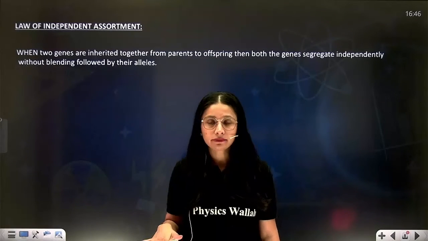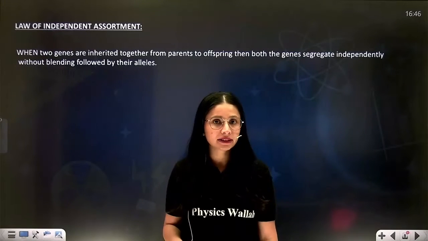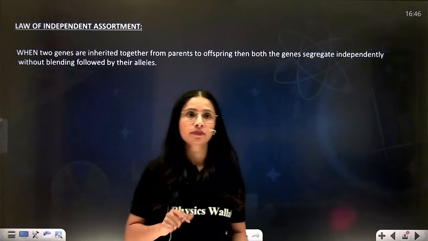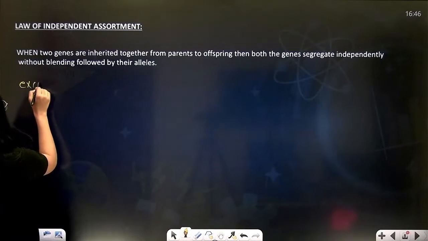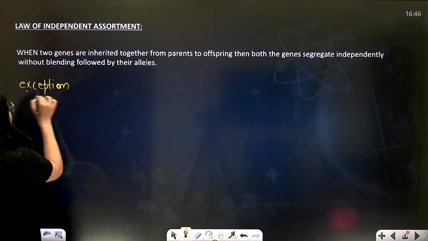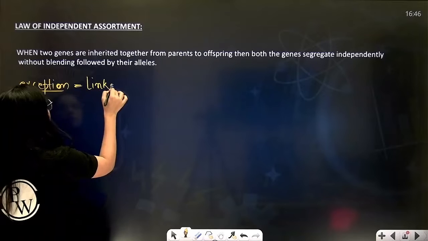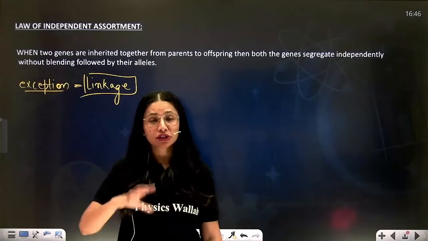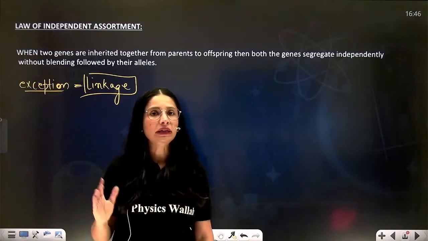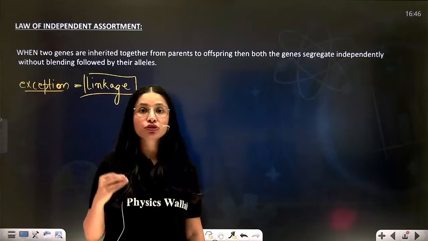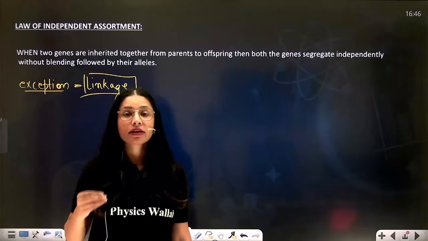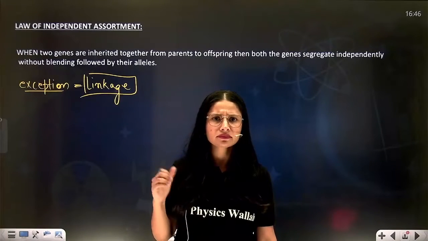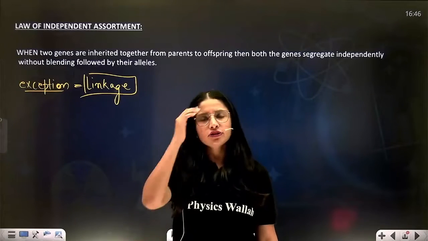Now, first of all, let me tell you, this law is also not accepted. It also has an exception by the name linkage. So, the exception to the law of independent assortment is linkage. I will not tell about linkage right now, but this linkage, recombination, everything is in your syllabus, which we will do later. Right now, I have just introduced the term linkage, which is an exception to Mendel's law of independent assortment. Now, why so? What is this law? Let's try to understand.